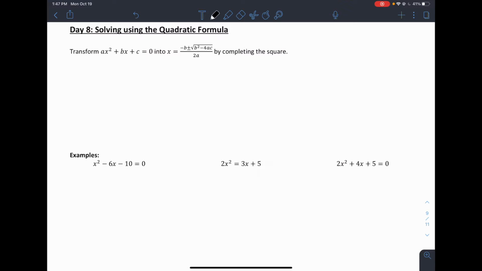So we need to make sure that the equation is in the form ax squared plus bx plus c equals 0. And then we're going to use x equals negative b plus or minus the square root of b squared minus 4ac all over 2a. Some people remember that by singing it to the tune of Pop Goes the Weasel. So x equals negative b plus or minus the square root of b squared minus 4ac all over 2a.